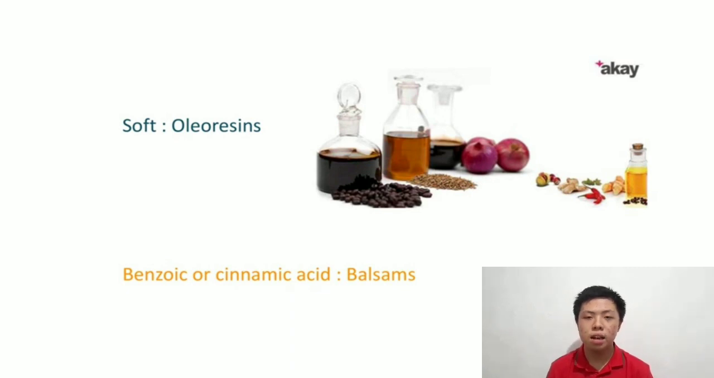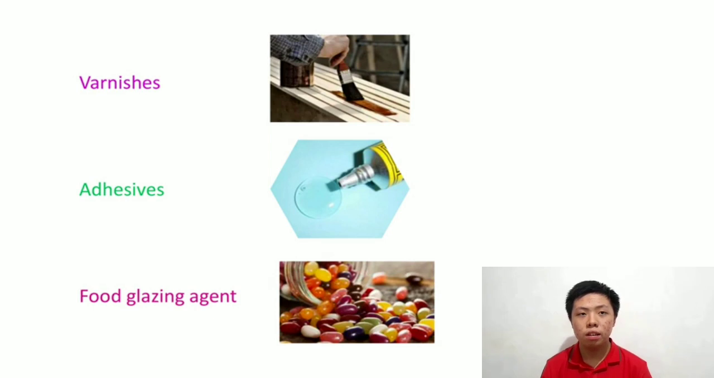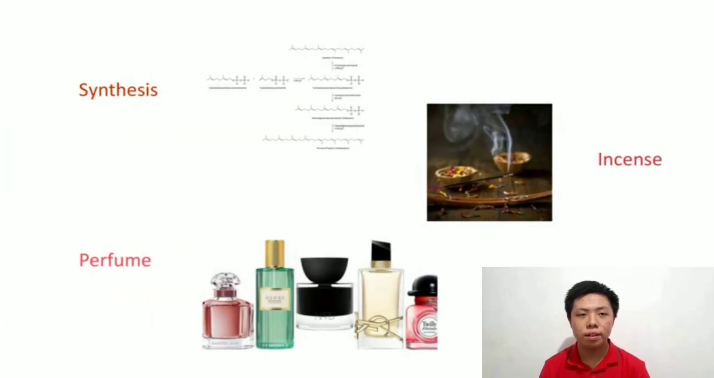Several natural resins are used as ingredients of perfumes, for example, balsams of Peru and Tolu, elemi, styrax, and turpentine. Plant resins are valued for production of varnishes, adhesives, and food glazing agents. They are also prized as raw materials for the synthesis of other organic compounds and provide constituents of incense and perfume.